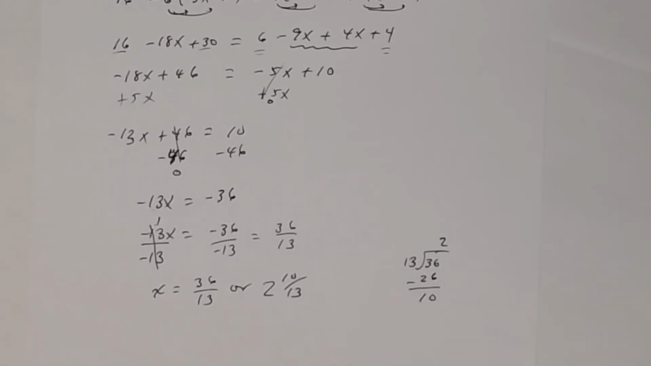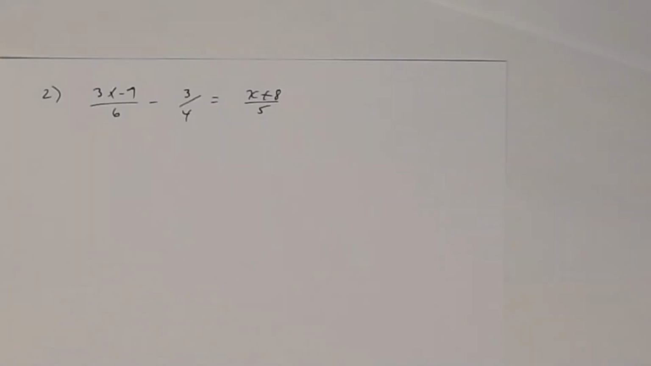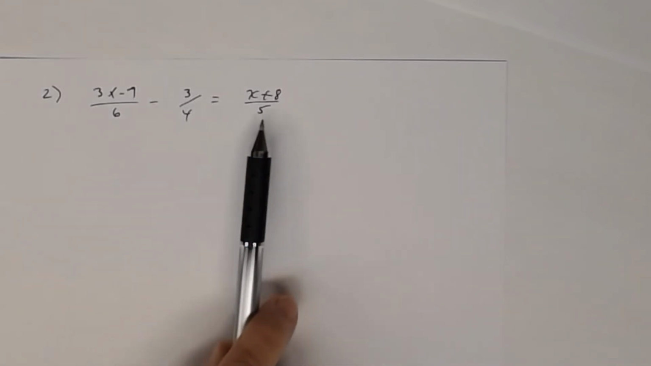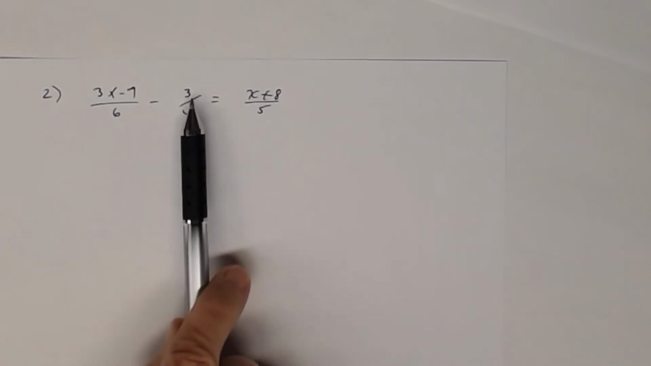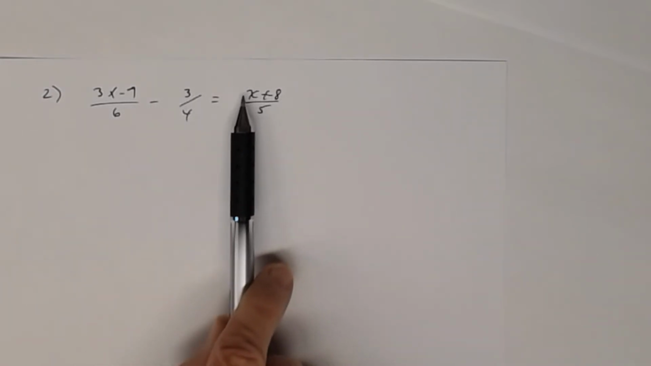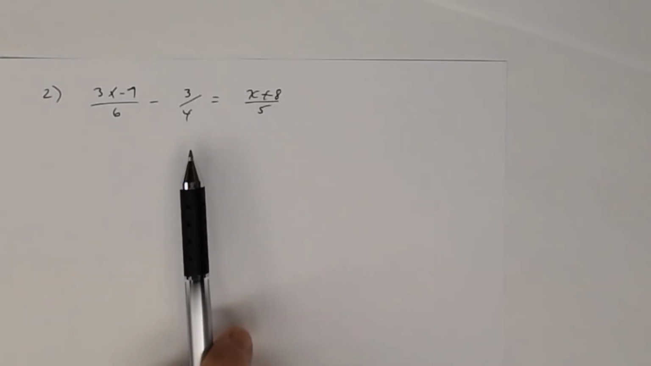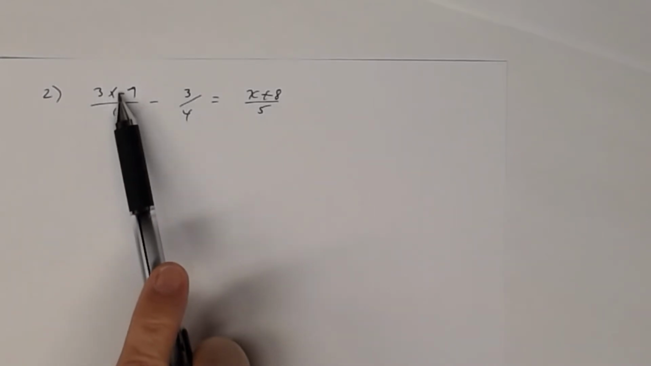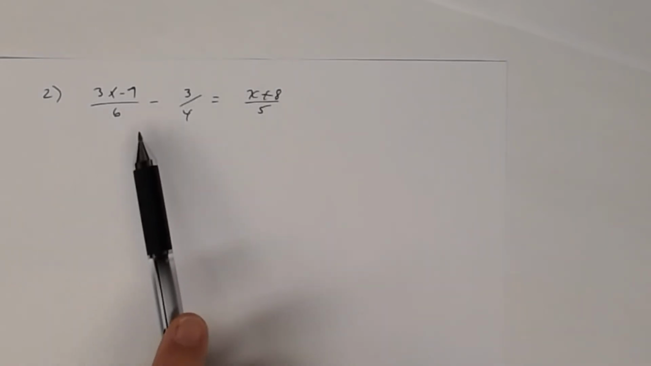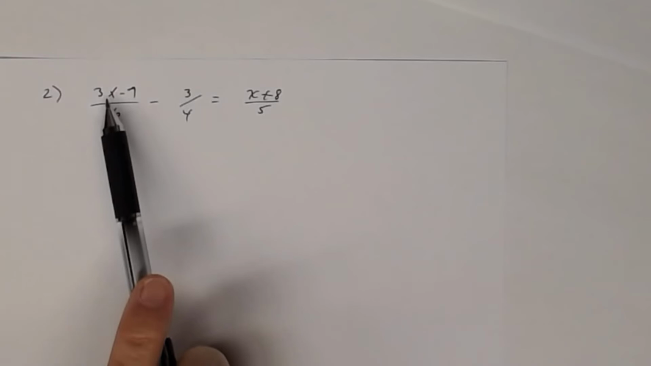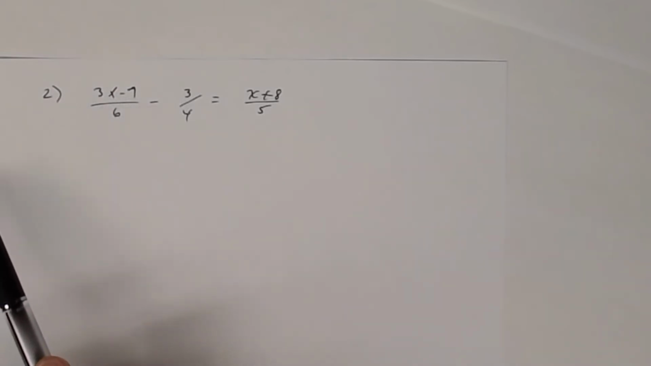All right, let's look at number 2. So we want to solve this linear equation. Notice that this equation has fractions. You have the fraction 3x minus 7 divided by 6, and you're subtracting the fraction 3/4, and that's going to equal the fraction x plus 8 divided by 5. You're going to find the value of x that will make the left-hand side equal to the right-hand side. There's no way you can look at this and say what the solution is, so you have to do this solving process.